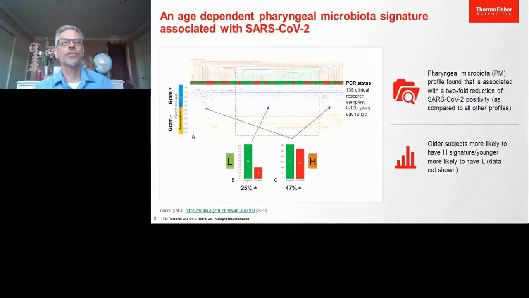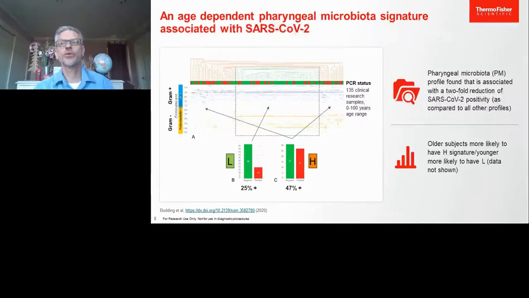They examined 135 different clinical research samples from people ranging in age from the very young to the very elderly in this 0 to 100 age range. And they used the IS-pro assay to profile DNA isolated from these nasopharyngeal swabs. So what you can see on the slide is a resulting clustergram with a PCR status of each individual listed either as red or green, red being positive for the virus, green being negative for the virus. And these were independently determined by qPCR.